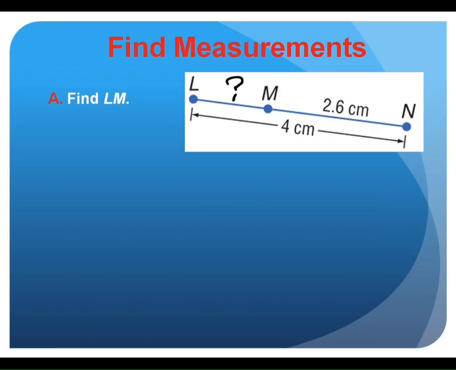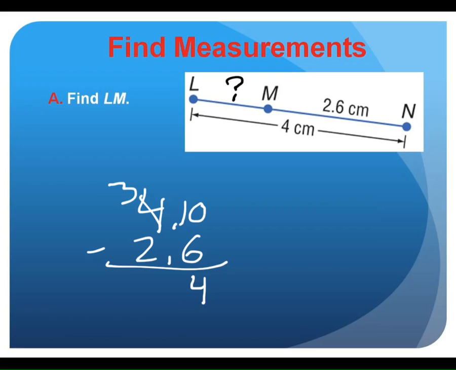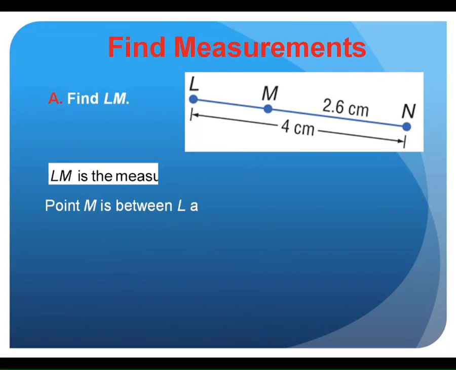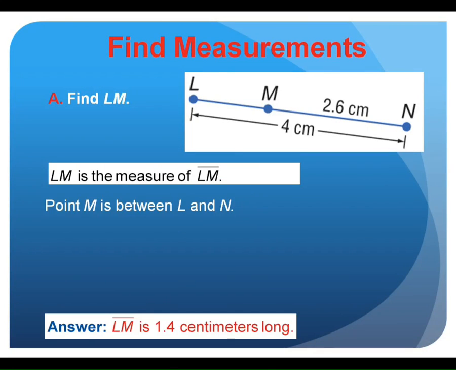Okay. Well, if I take the whole thing, 4, and subtract 2.6, we have to add 0.0 here. I'll need to borrow. 1.4 in my units in centimeters. That's that piece right there. Because if you add 1.4 and 2.6, you get 4. This is what we talk about when we say between. Point M is between L and N. Okay. Let's look at the next one. Yeah, that's what that all says.